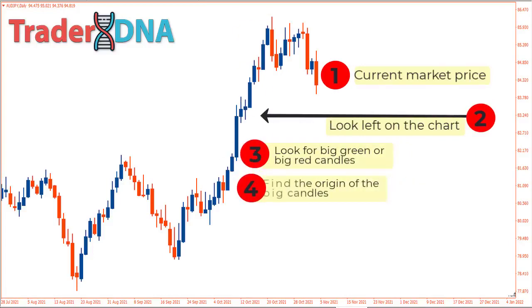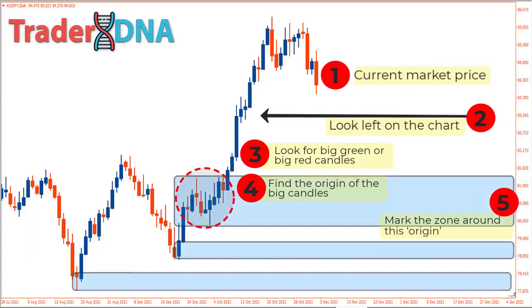Step 4. Find the origin of the big candles. Finally, you need to identify the origin of the price movement on the chart. As in this chart, the price rallied up with small-sized candles, paused for some time, and then dropped downward. This is the origin we need to form the base of the supply zone. This base will help us draw the zone. Step 5. Mark the zone around this origin.